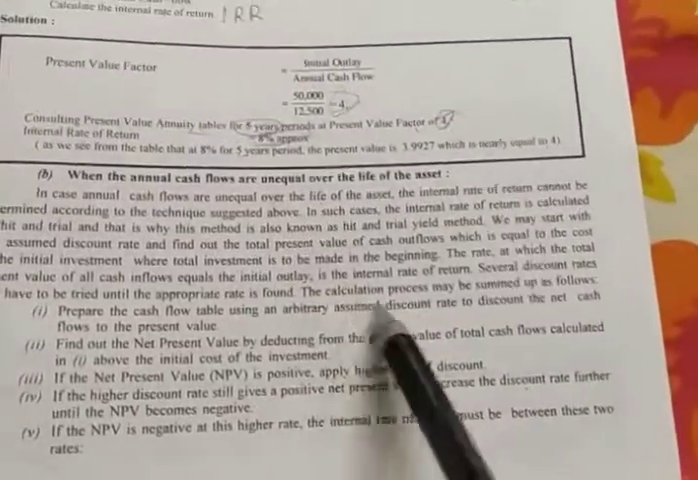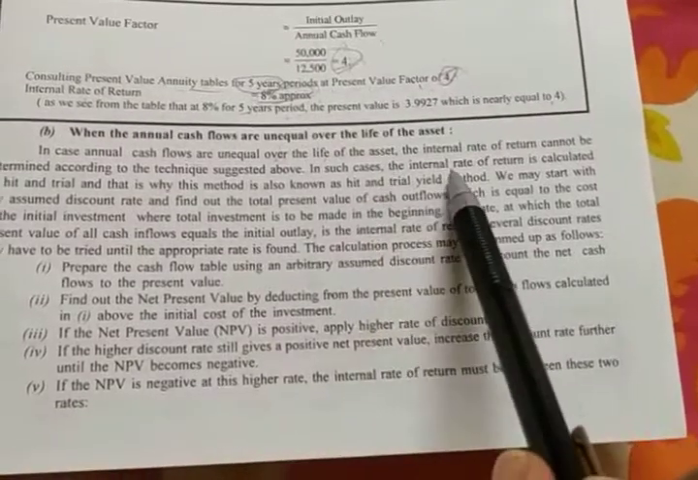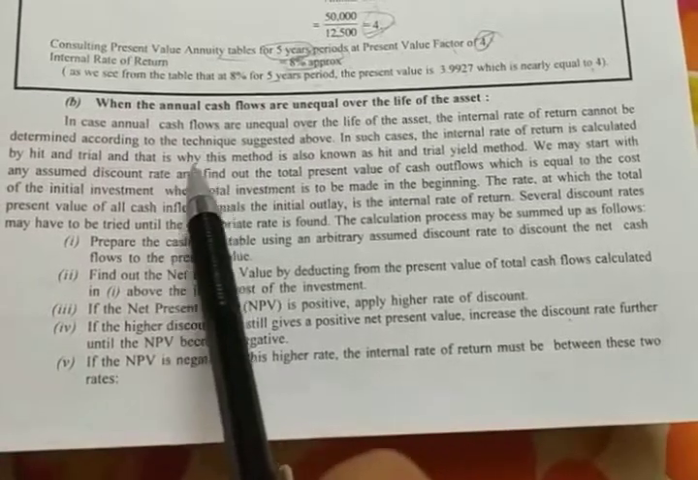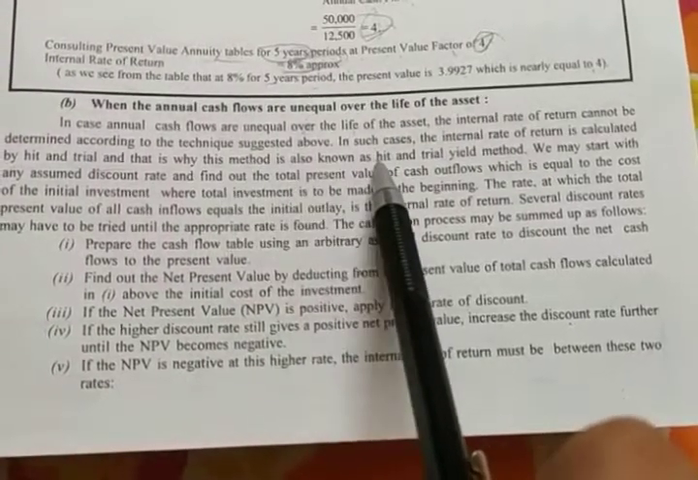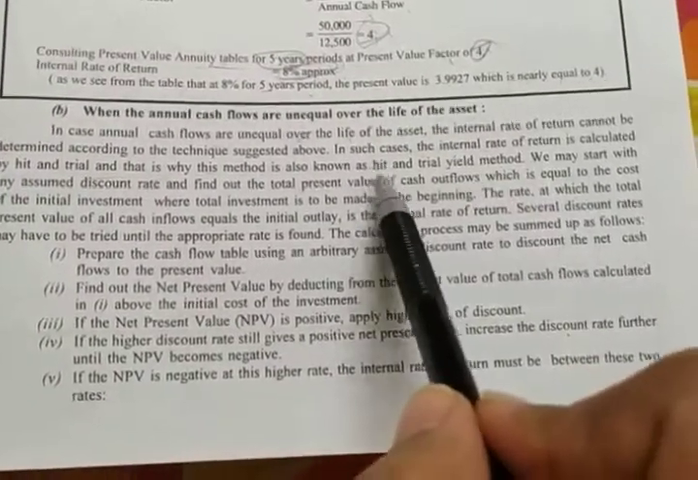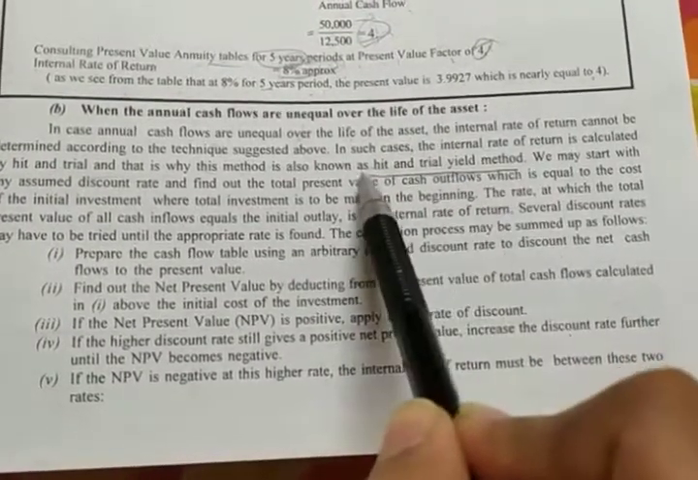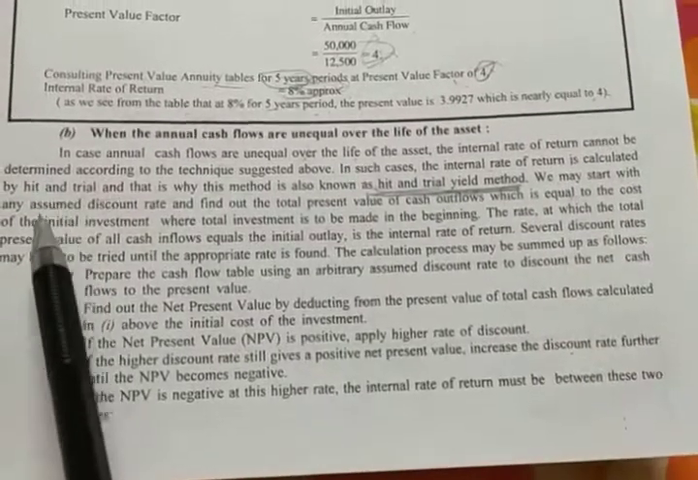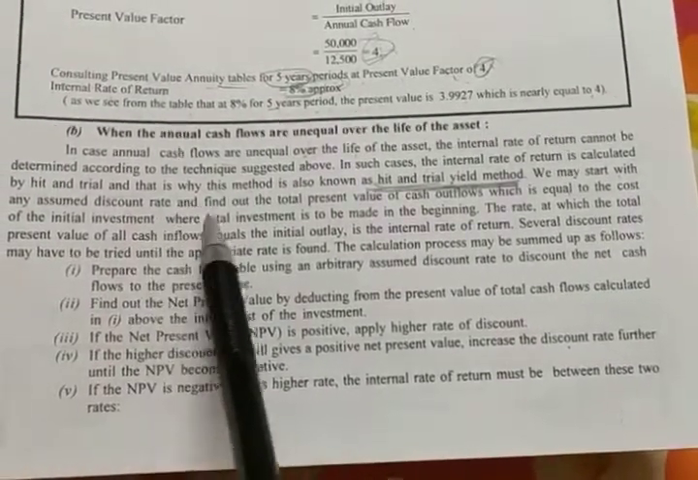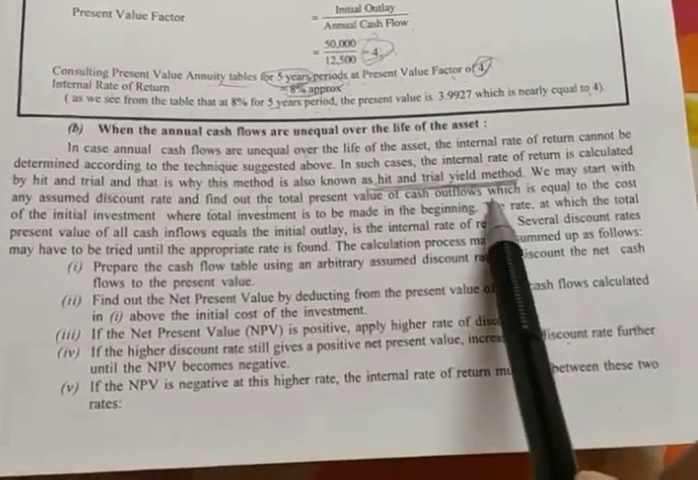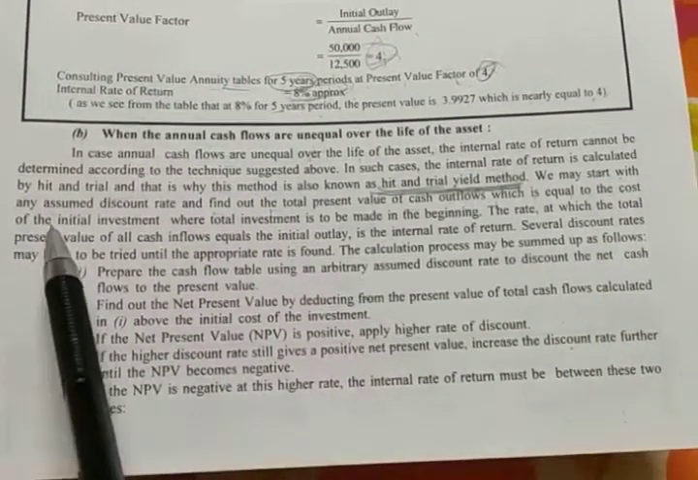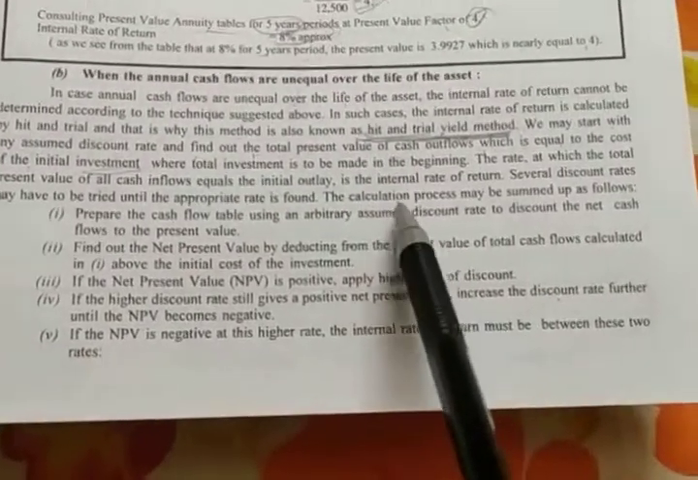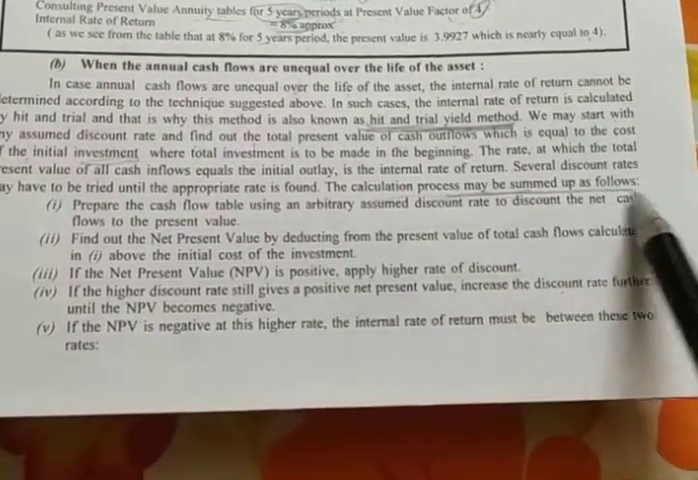So in such cases, the internal rate of return is calculated by hit and trial, and that is why this method is also known as hit and trial yield method. We may start with any assumed discount rate and find out the total present value of cash outflow, which is equal to the cost of the initial investment. So the calculation process can be summed up as follows.